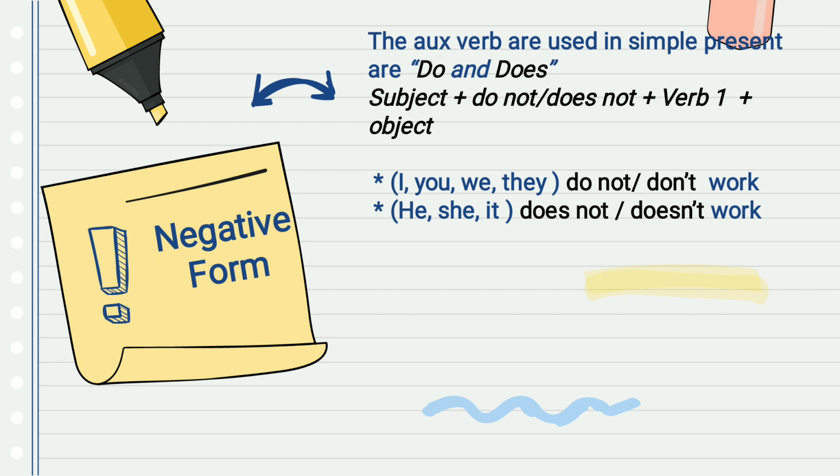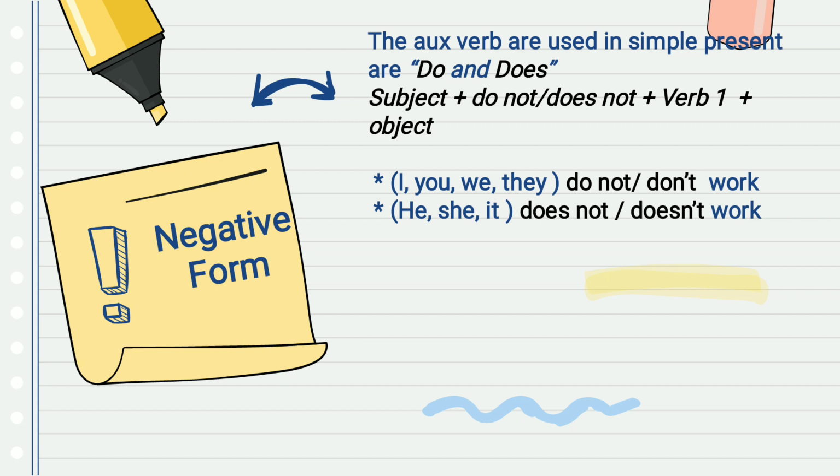Okay. And now we are going to continue to make negative sentences in simple present tense. When we make simple present in a negative sentence, we are going to use the auxiliary verb do, akan menggunakan kata kerja bantu do and does, followed by not. So the pattern is subject followed by do not or does not plus verb 1 or base verb, followed by the object.